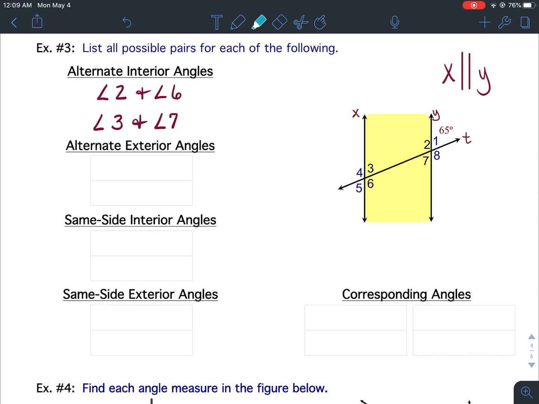Okay, alternate exterior angles. Let's start with angle 1. Angle 1, 4, 5, and 8 are all the exterior. Angle 1 and 4 are on the same side, 5 and 8 are on the same side. So alternate sides with angle 1 would have to be either 5 or 8. Since 8 is adjacent, it can't be angle 8. So angles 1 and 5 are alternate exterior angles.